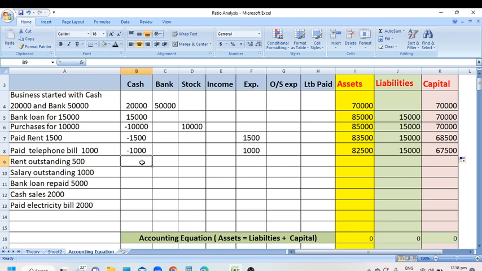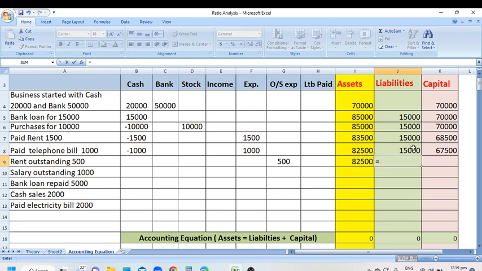Okay, the next one, outstanding expenses. You know, outstanding expenses means you haven't paid the expenses yet. Definitely, if you haven't paid that, it doesn't affect the cash in any way, right? So cash is the same, bank is the same, stock is the same. No expense point because it's not yet paid, right? But outstanding expense is a liability. So I'll put here 500. So the asset is not affected, right? But the liability will be affected.